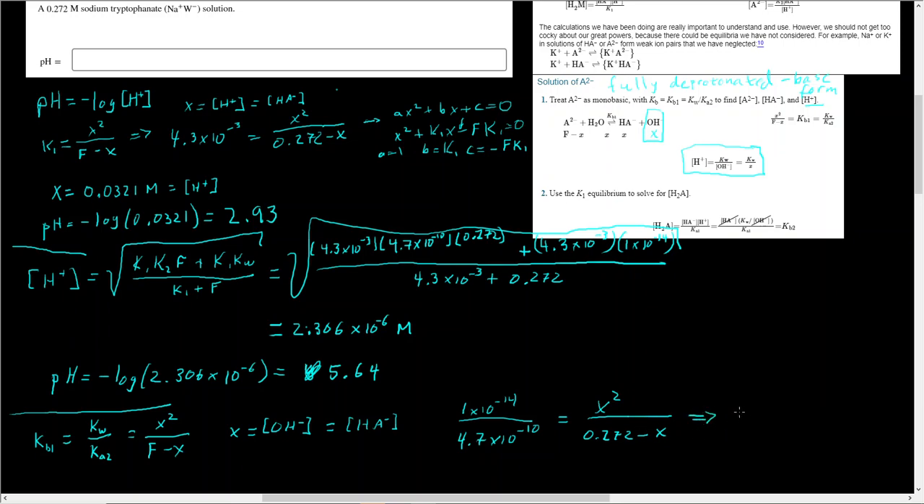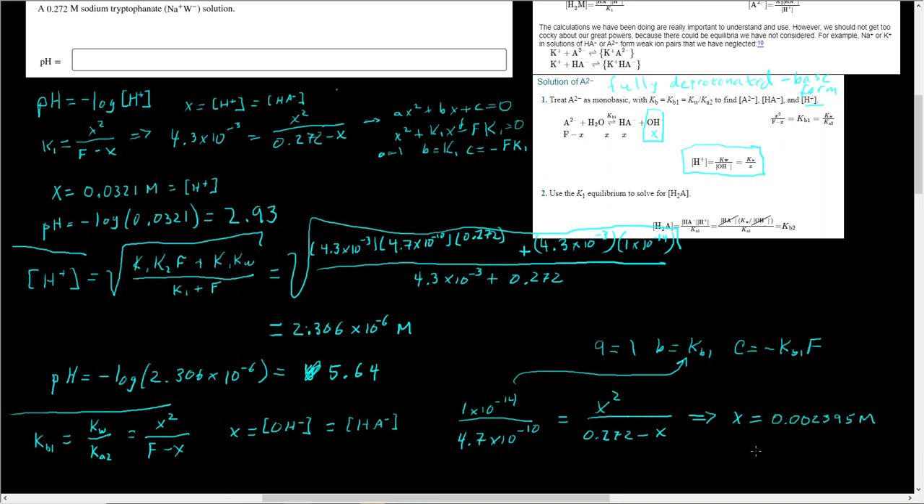It's probably safe to make the small x approximation, but since I've got it handy up on my computer, I'm just going to go ahead and use the quadratic equation solver here. Same process that we used before. A is going to be equal to 1, b is going to be equal to Kb1, which is this number right here after you've done the division, and c is going to be negative Kb1 times F, our formal concentration. You plug all those things in here, and that will give you x, which again is the hydroxide ion concentration. So let's go do that.